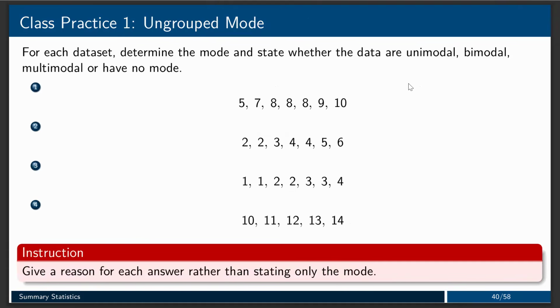Now, here's another example you can try your hands on. Find the mode and whether it's unimodal, bimodal, multimodal, or it has no mode.